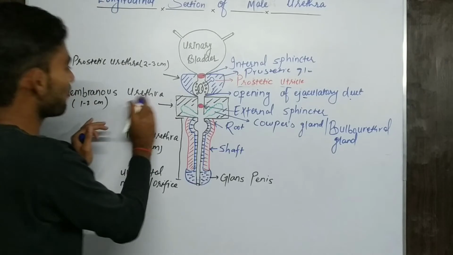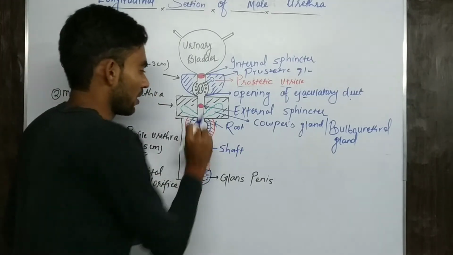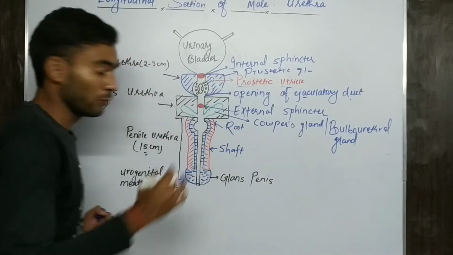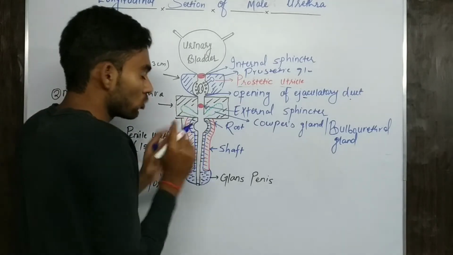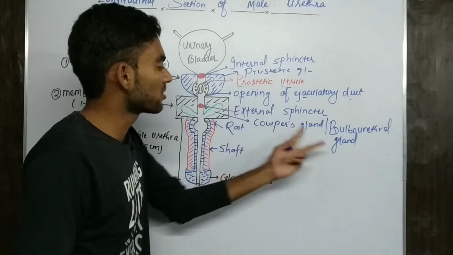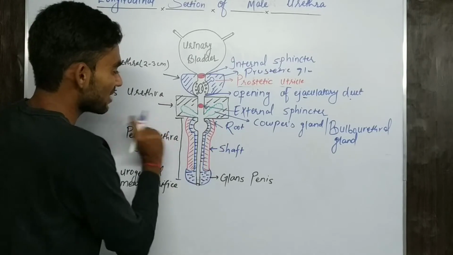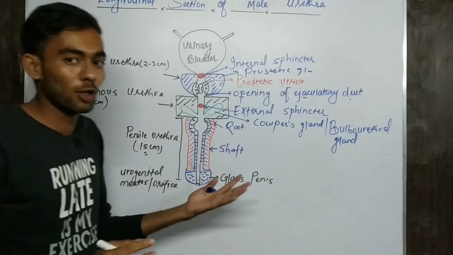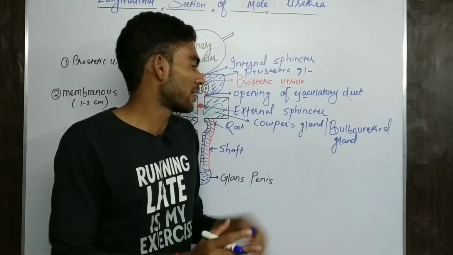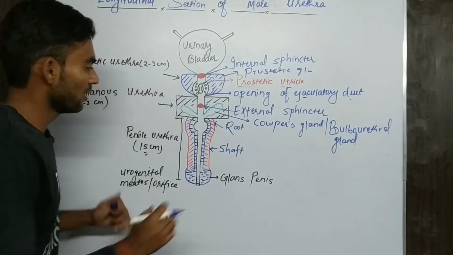Now the membranous part of urethra has two structures. One structure is the external sphincter, which we have discussed, and the other is the two paired Cowper's glands. One Cowper's gland is this, and another one is this. It is also known by another name, the bulbourethral gland.